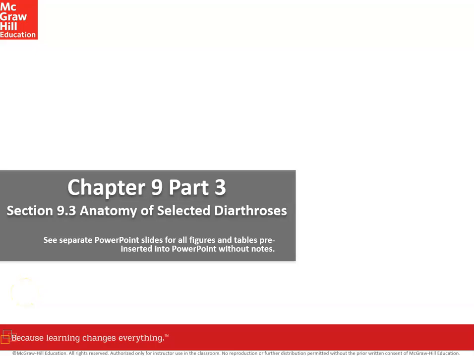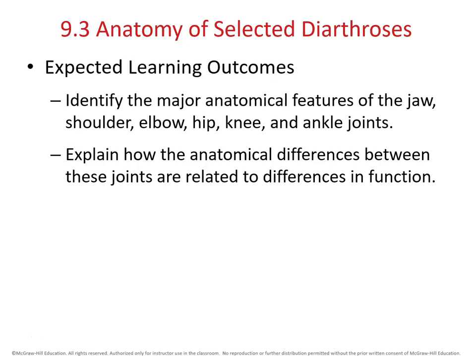This is the third and final video of Chapter 9, Section 9.3, Anatomy of Selected Diarthrosis. In this video, we'll be talking about the anatomy of the jaw, shoulder, elbow, knee, hip, and ankle. And we'll also talk about how the anatomical differences that we observe in these joints relate to their functions.